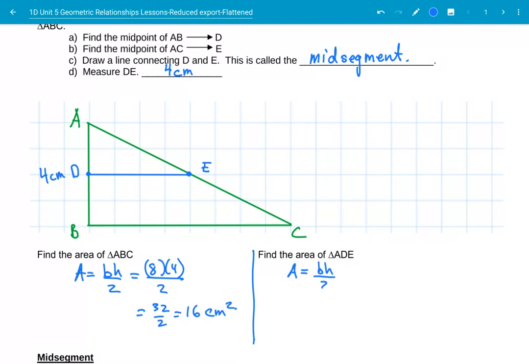Pause the video and do it yourself and then continue. Base here is 4. The height is only 2, divided by 2. It is 8 over 2, or 4 centimeters. Notice that the area is a quarter because both the base and the height are half of the original triangle. So 4 is a quarter of 16 because the base is a half and the height is a half. A half of a half is a quarter.